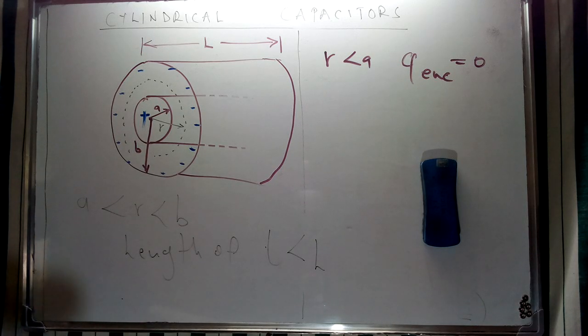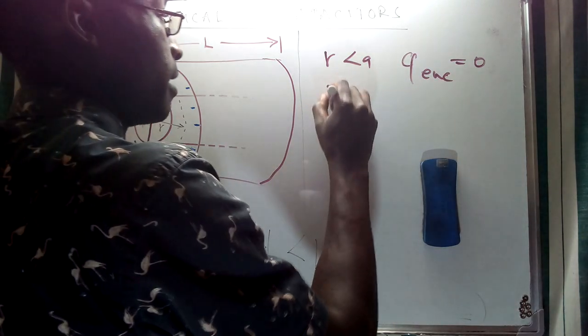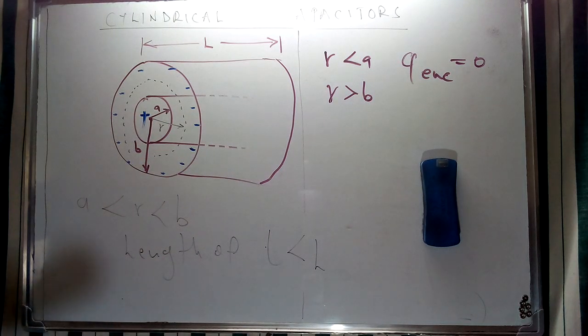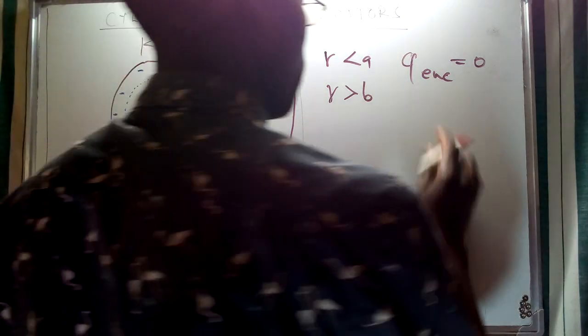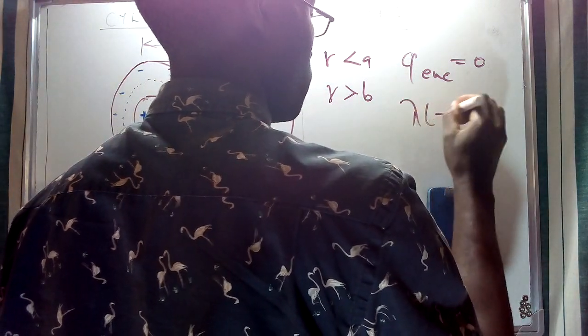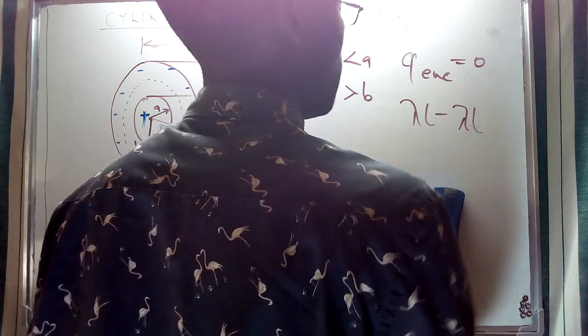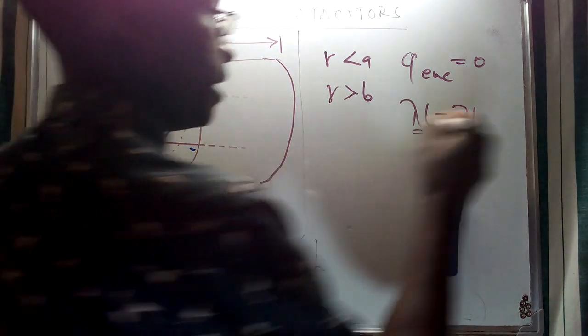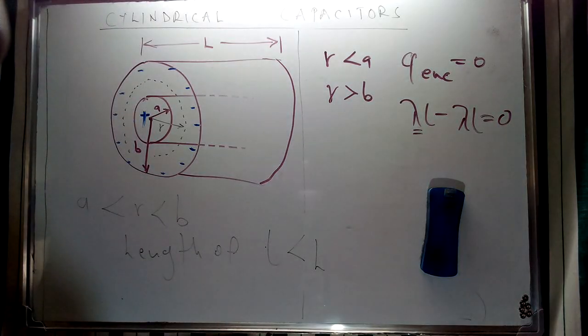So we're going to consider a case whereby R is greater than B. Under this surface, the charge enclosed is going to be the difference between the charges, and I'm going to show what this lambda stands for. And therefore, this is also going to be a net of 0.